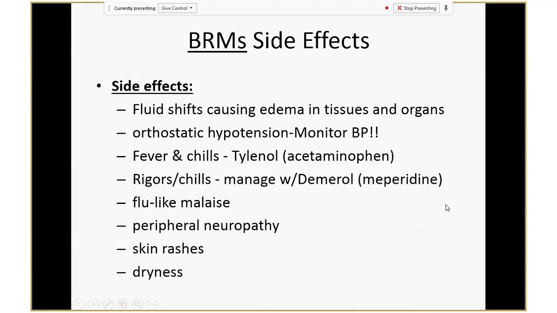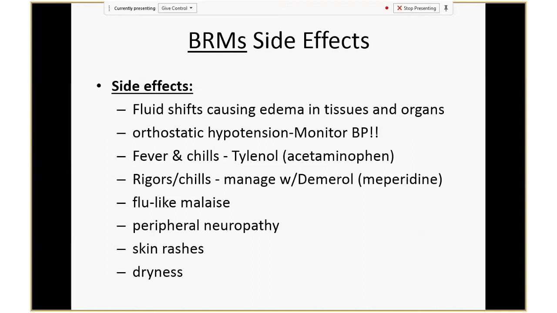Some side effects of the BRMs: you could have potential edema in the tissues or even in your organs. You could potentially have brain edema as well. We could have orthostatic hypotension, where you monitor blood pressure pretty frequently, and you don't want to get these people up too quickly. You could get fever or chills, and we would prevent this with acetaminophen. Sometimes they give that a couple times a day just to prevent any problems from occurring.